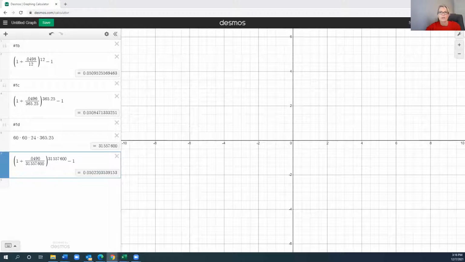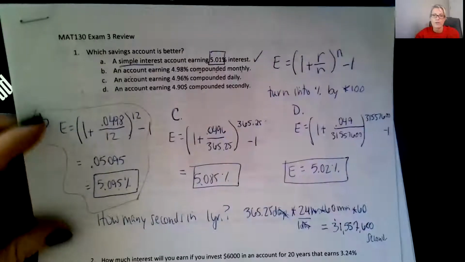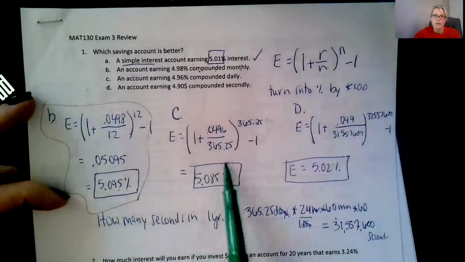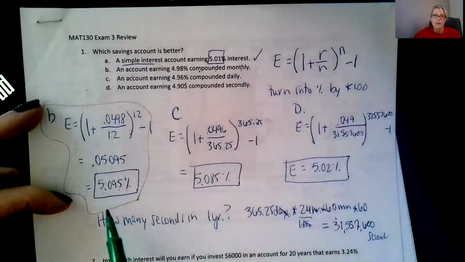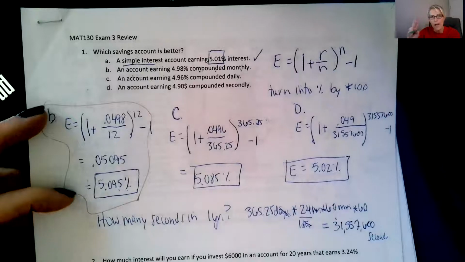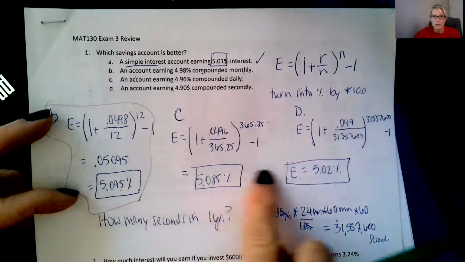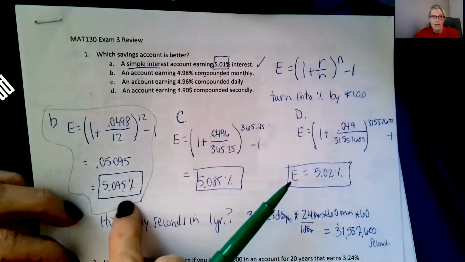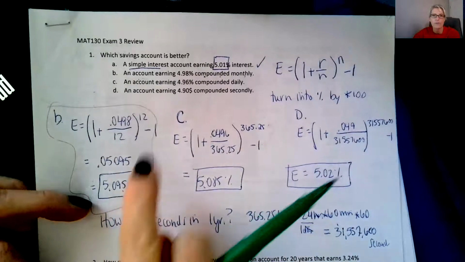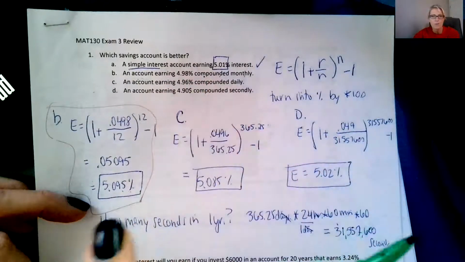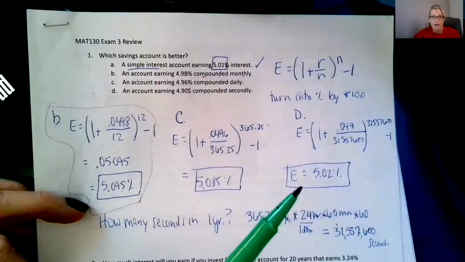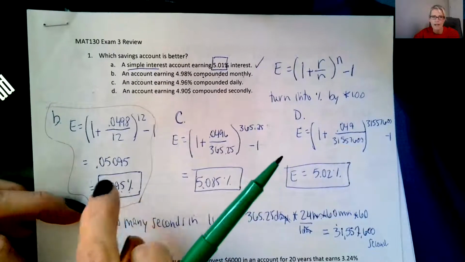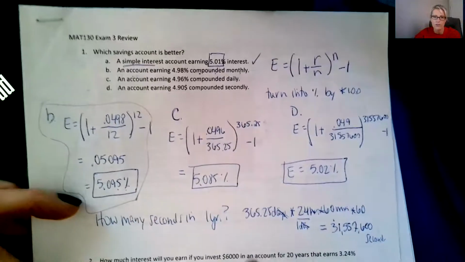I'm going to go back and share my paper with you so you can see what we've gotten. So here's my work for all three. And so now they're all in what would have to be a simple interest rate to return the same return as these different compounding. So on B, I would have to earn 5.095% simple interest to compete with this compounding. And so my effective rate is the highest for letter B, so that's going to be my choice.